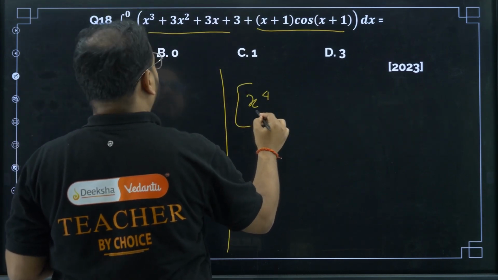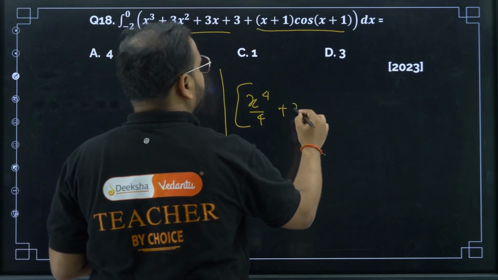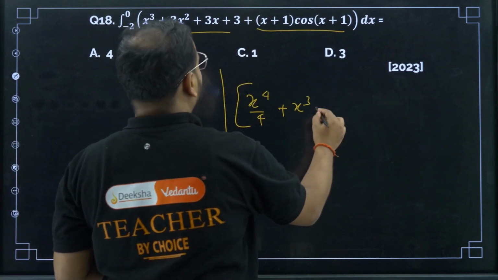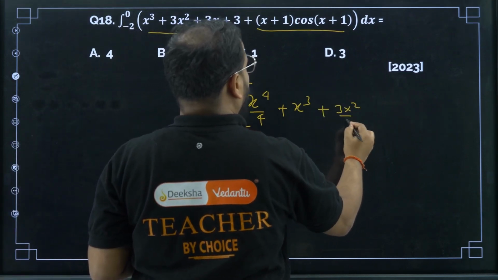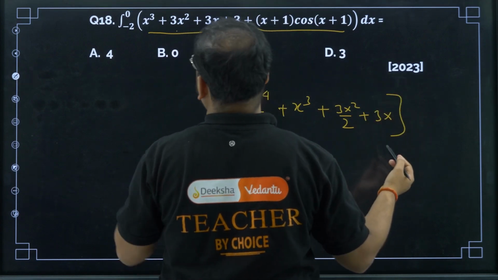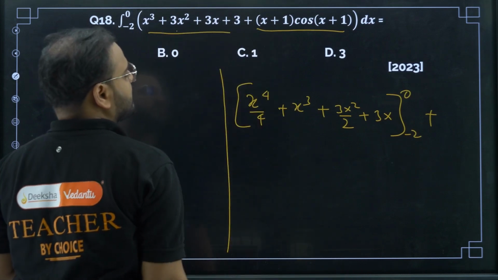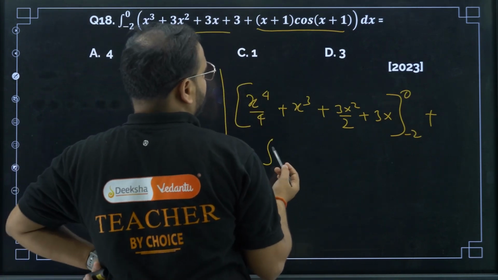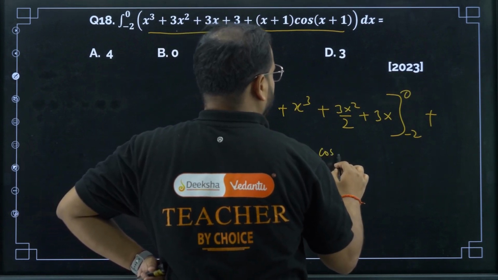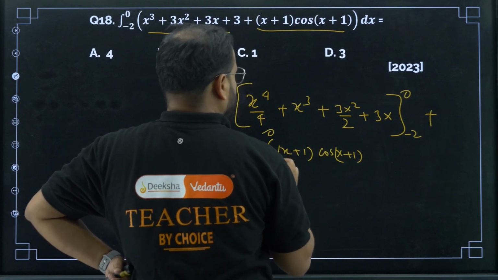x power 4 by 4. Okay, you're gonna get 3x cube by 3, so simply x cube. How come, sir? x square is there, 3x cube by 3, so simply x cube. Plus you'll have 3x square by 2. Plus you'll have simply 3x. Now this will be under what limit? -2 to 0. This is done. Now for this integration, we'll have to apply by parts. Please have a look. We're gonna get x plus 1 cos of x plus 1, from -2 to 0 dx.